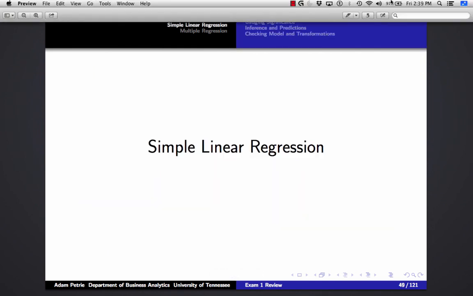All right, so that is it for simple linear regression, or for associations. Next part is regression.